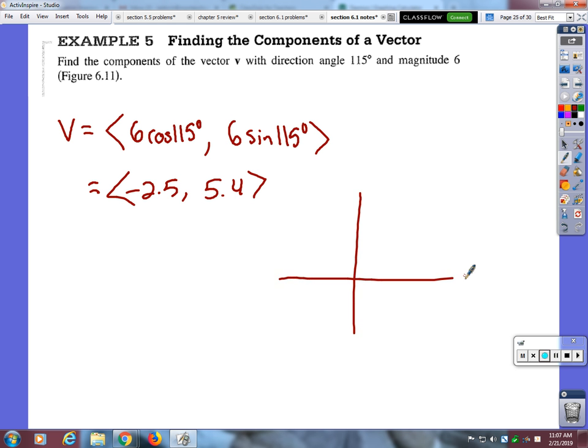positive is because, remember, in math class, we start at the positive x-axis and go around counterclockwise. So 115 degrees would be over here. So if I'm going to break this down into the x component, it's going to be in the negative direction. And then the y component is going to still be positive. Okay? All right, Shelby asked a great question.